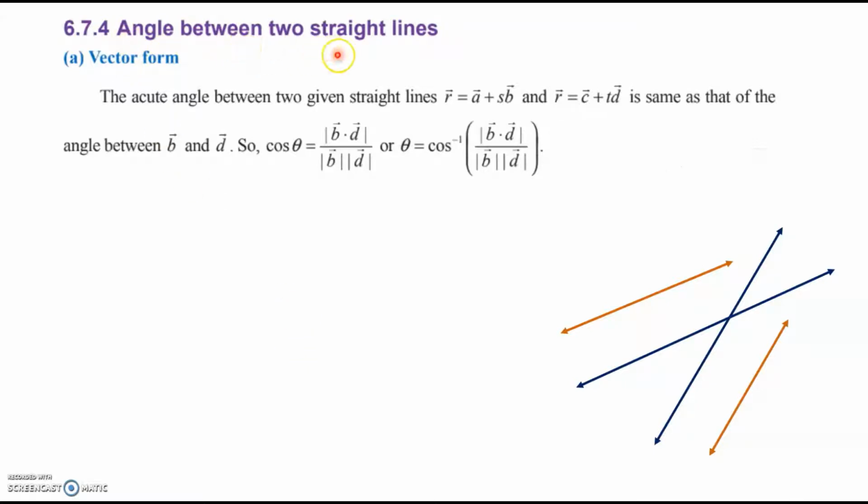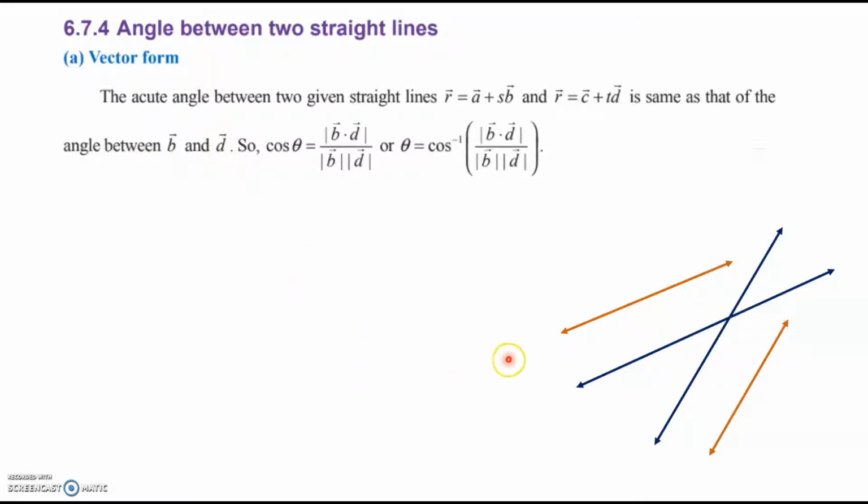Angle between two straight lines. That's the topic of this video. So first let's consider the vector form, where the acute angle between two straight lines, r vector is equal to a vector plus s b vector, and r vector is equal to c vector plus t d vector, is the same as that of the angle between b and d vectors.